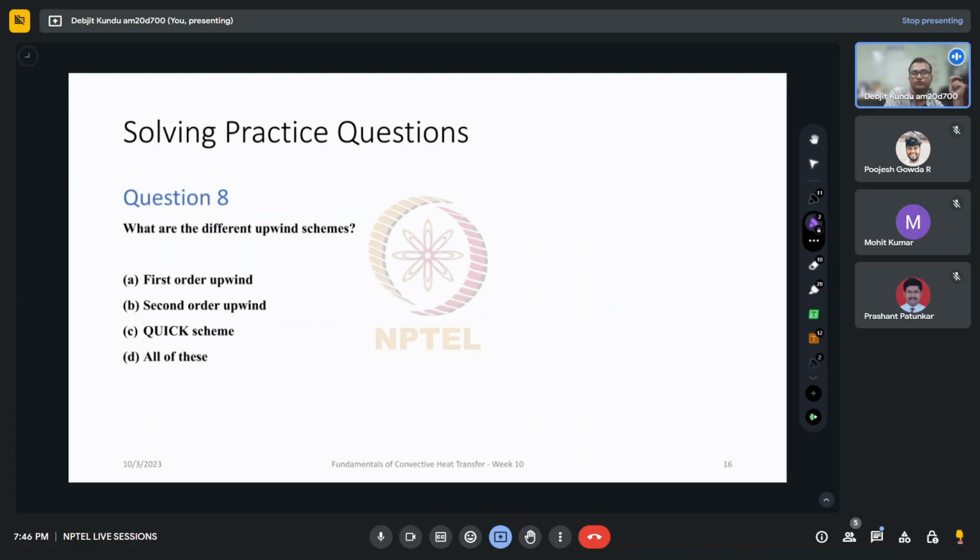We'll move on to question 8, which is asking us what are the different upwind schemes. Is it option A, first order upwind, option B, second order upwind, option C, quick scheme, or option D, all of these?